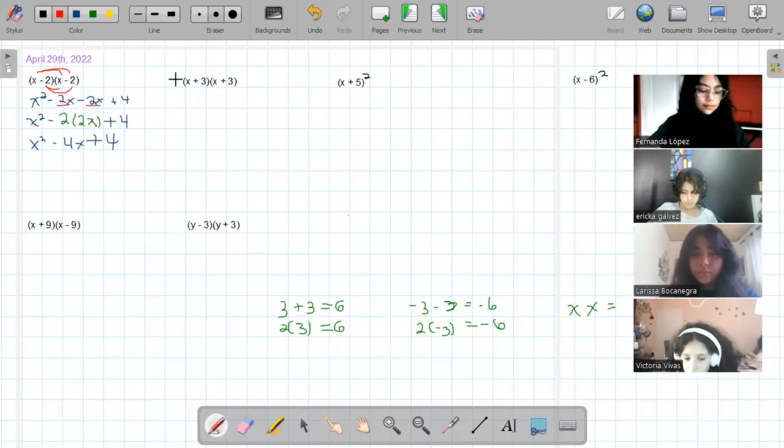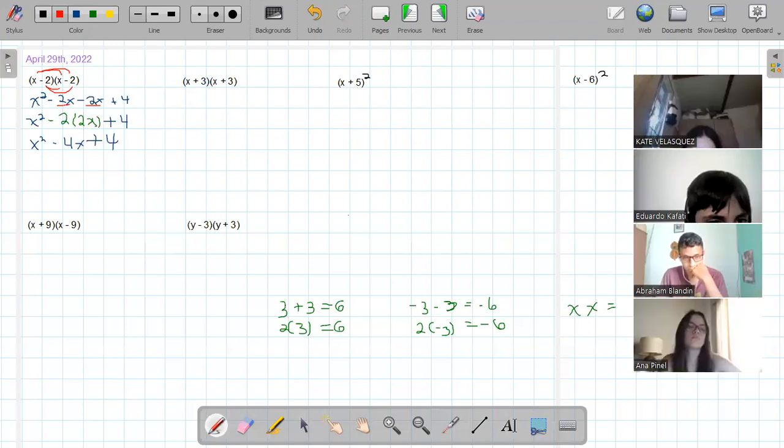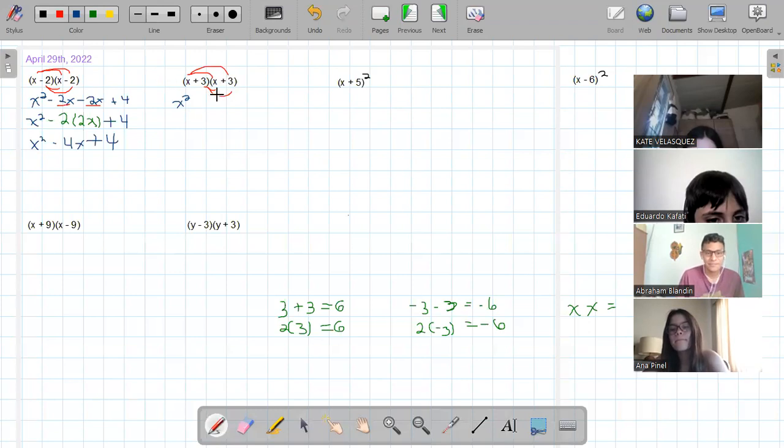x plus 3 times x plus 3, same scenario. We're multiplying the same binomial by itself. I'm still going to do the same procedure that we did before using FOIL. Remember I told you that this method of the distributive property is called FOIL? So I'm going to say x times x is x squared, right? 3 times x, or x times 3? 3x. Now I finish with the first term, I go with the other term, 3 times x, 3x again, and 3 times 3, 9.